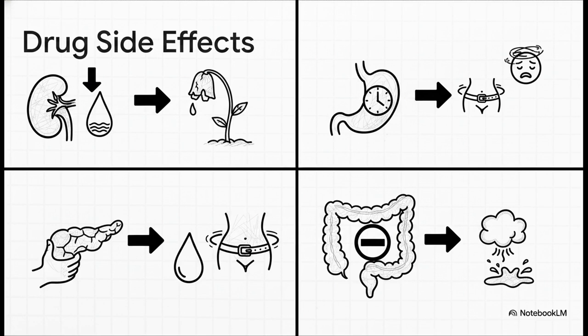If sulfonylureas artificially force your pancreas to release insulin regardless of your actual glucose levels, you run a massive risk of dropping blood sugar way too low, hypoglycemia, along with potential weight gain. And if you use alpha-glucosidase blockers to stop the digestion of carbs in the intestine, well, those undigested carbs travel down to the colon where bacteria ferment them, causing, well, let's just say, massive flatulence and diarrhea. It's all just logical consequence.